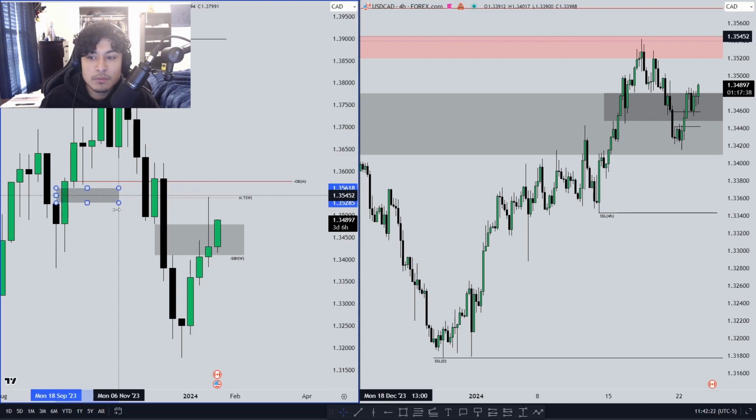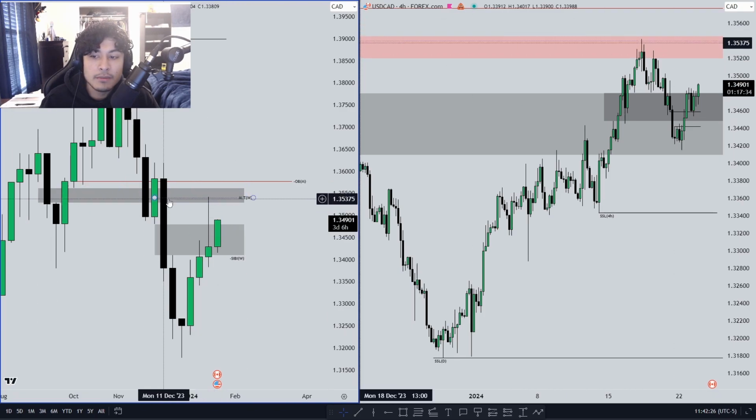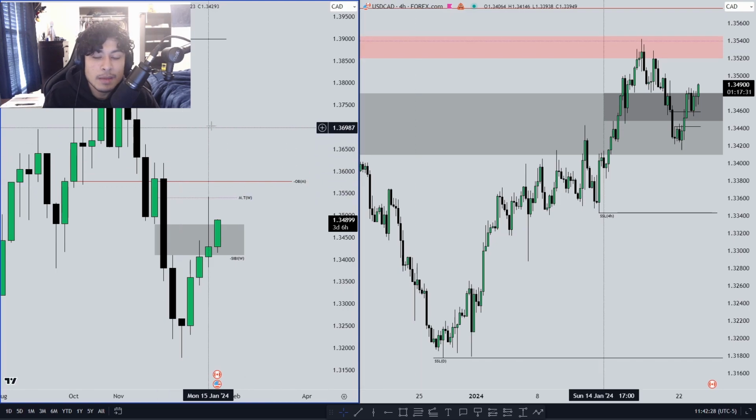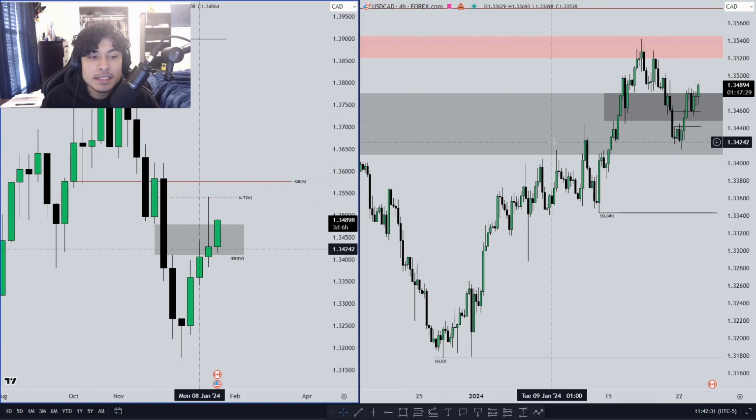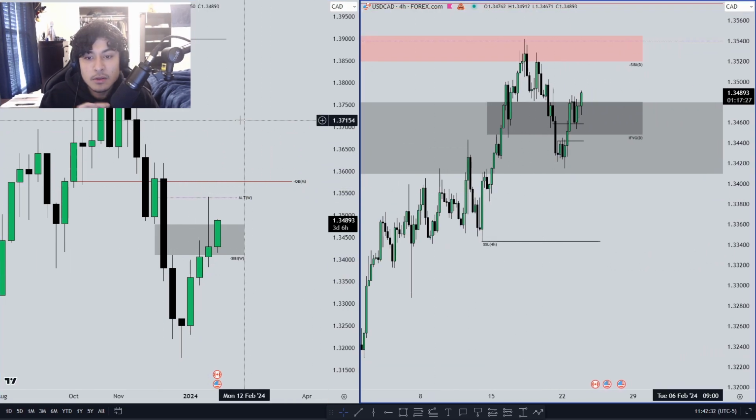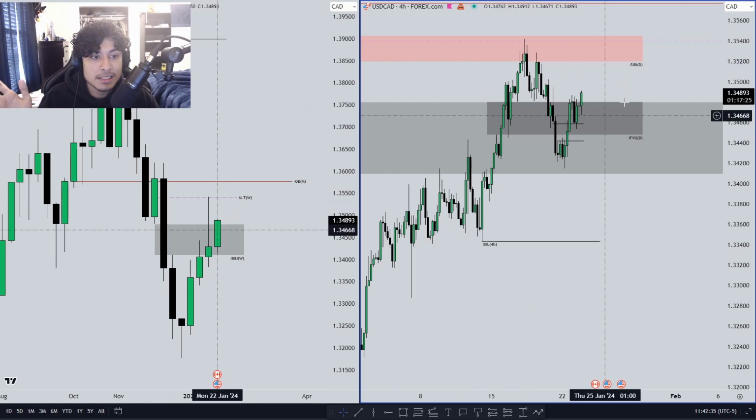I didn't mark it out. Main reason why, because it's a balanced price range, but we already ran right through it, and it aligns perfectly with the mean threshold of that mitigation block. So to me, I'd rather have one confluence, and I don't want to clutter my chart with too many things. You can see we already cluttered it too much.